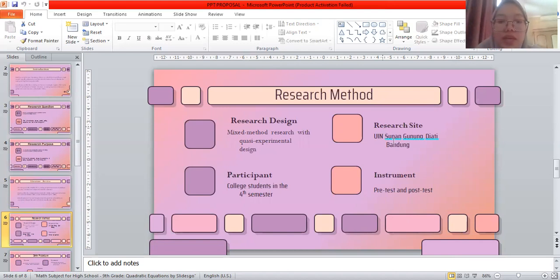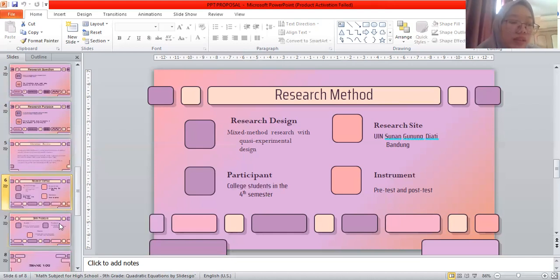The research site is UIN Sunan Gunung Djati Bandung, and the participants are college students in the fourth semester. I haven't considered how many people will participate in this study, but they will be in the fourth semester. And the instruments of this research are a pre-test and post-test, along with other tests that will be available in this research.